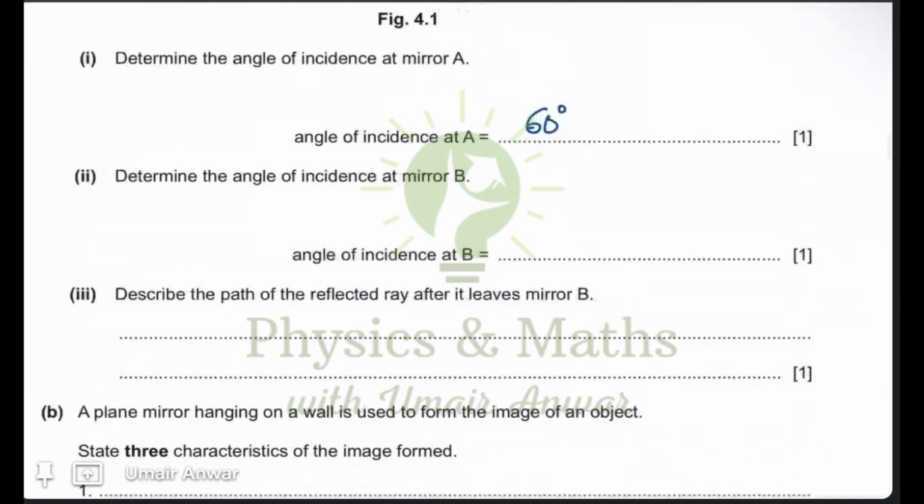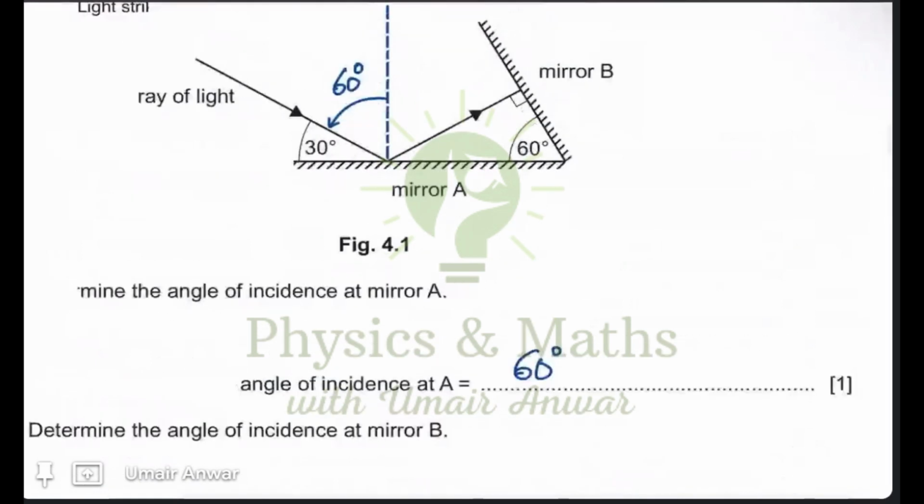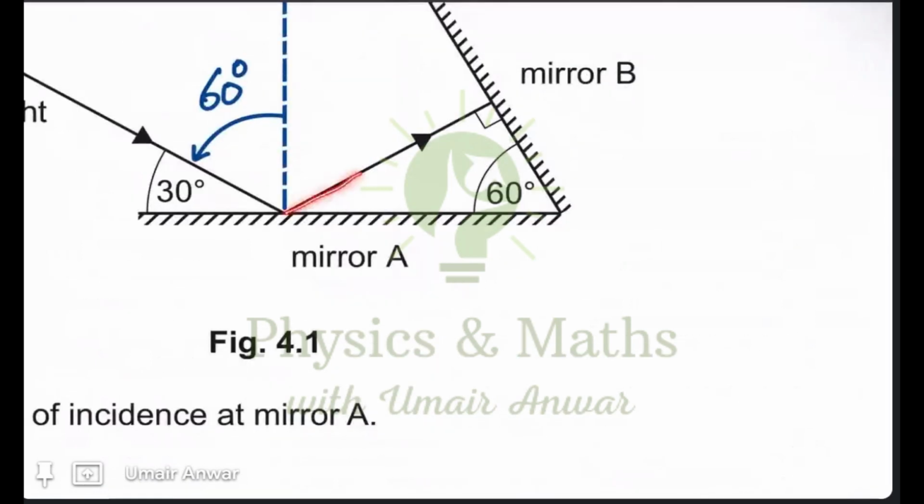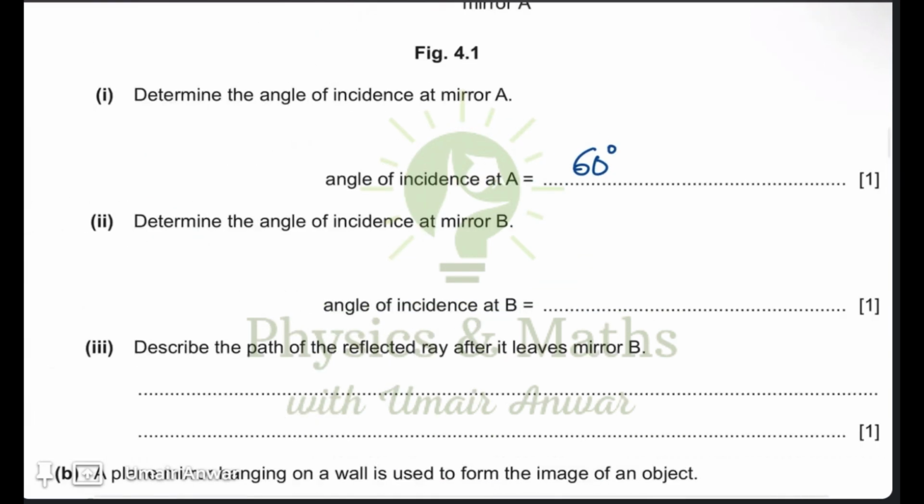Determine the angle of incidence at mirror B. Now, the light reflected from this surface is striking the mirror B at an angle of 90 degrees with the surface of the mirror B. So when we draw a normal over here, this is again going to be perpendicular to the surface of the mirror. The angle between this ray and the normal is going to be 0 degrees over here. So the answer for this part is going to be 0 degrees.